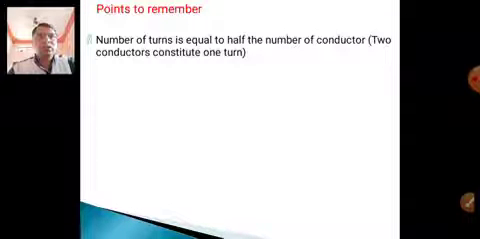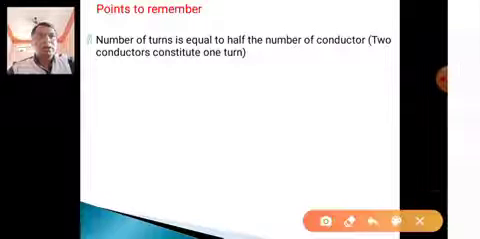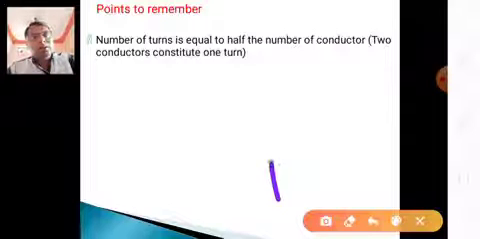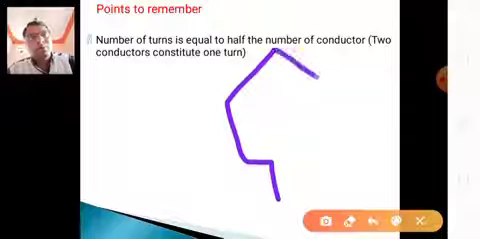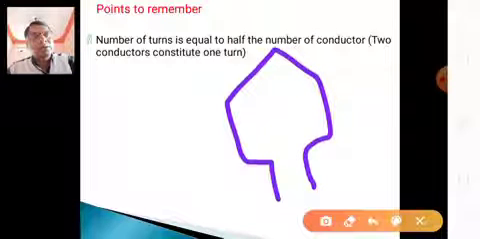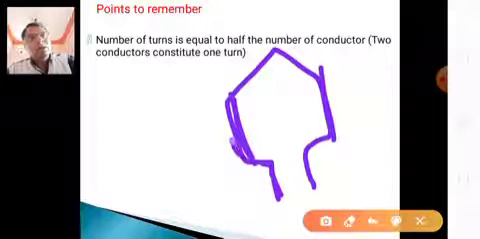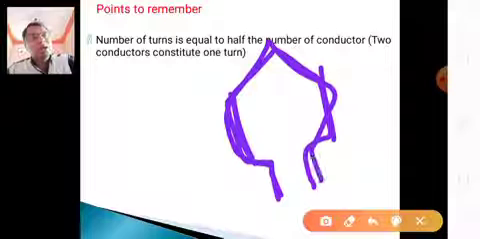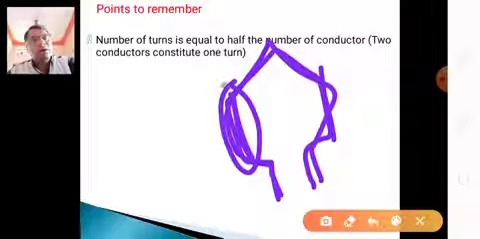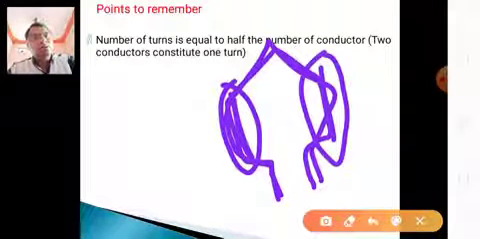So what are the points to be remembered here? The number of turns is equal to half of the number of conductors. Two conductors consist of one turn. Here this is a single turn coil. Here it is one conductor and this is another. So two conductors constitute a single turn. Here one conductor, here also one conductor, so these two conductors make one single turn.